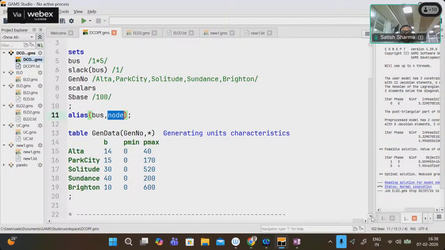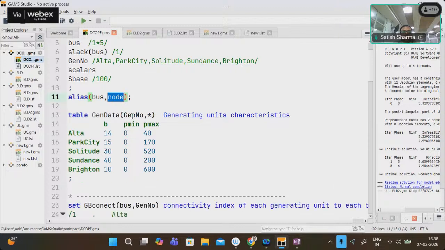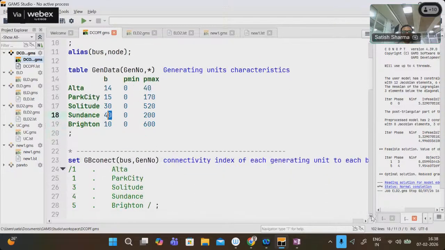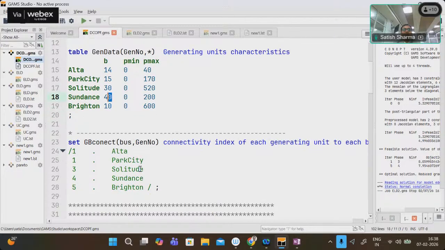Then we have provided some generator data. So the generator data is basically like these cities have 5 generators, and the 5 generators have linear cost coefficients of 14, 15, 30, 40, and 10, P min of 0, and P max of certain values. Then some connectivity is defined, like which generator is connected at what bus. So this has been defined by this set.